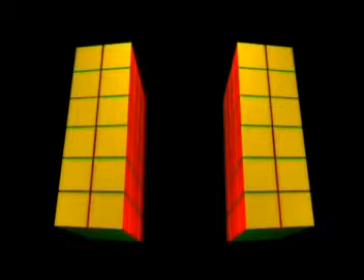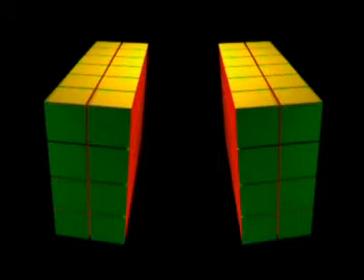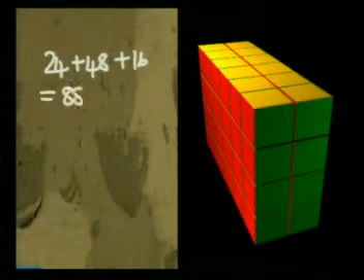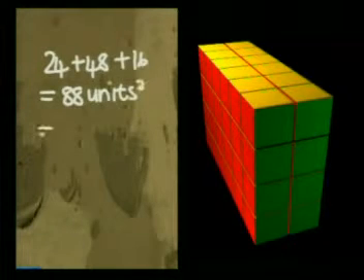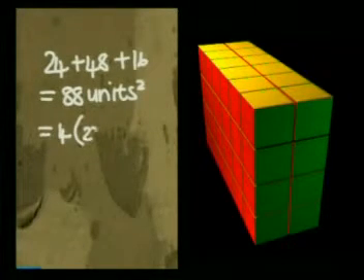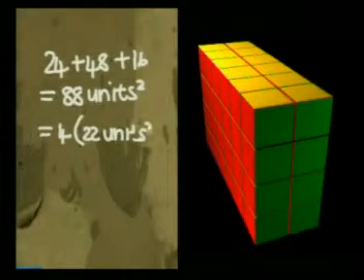That's 24 and 48 and 16, which comes to 88 square units. 88 is 4 times as much as 22. So doubling all the dimensions of the original structure creates a surface area that is 4 times more than the surface area of the original structure.